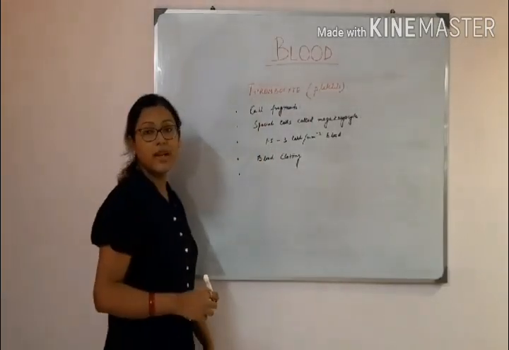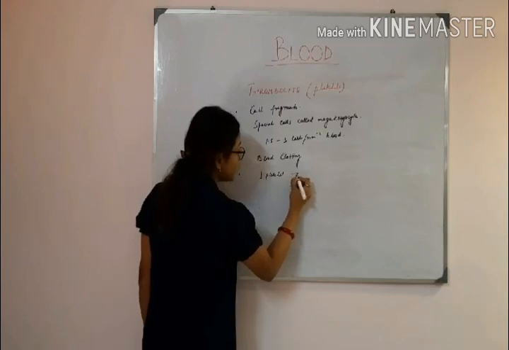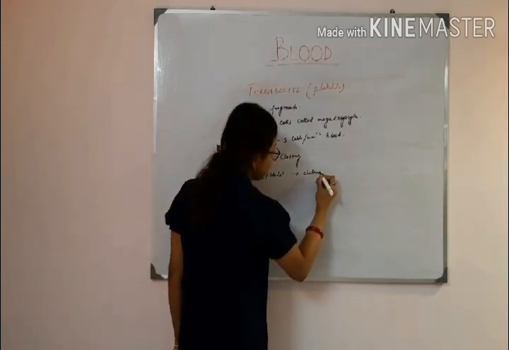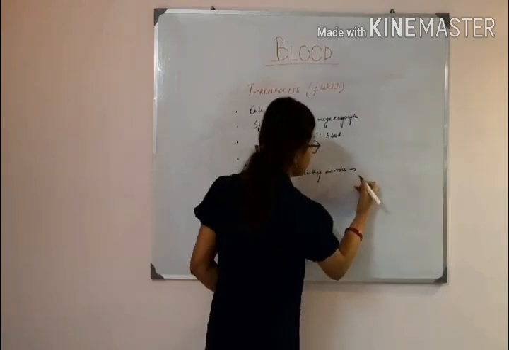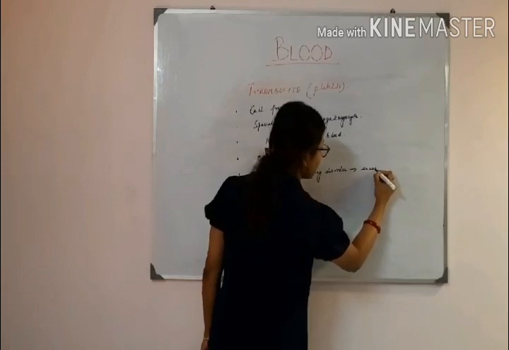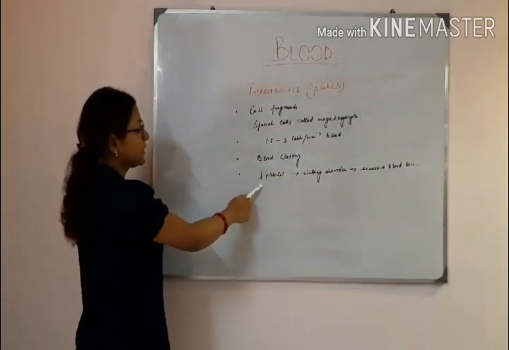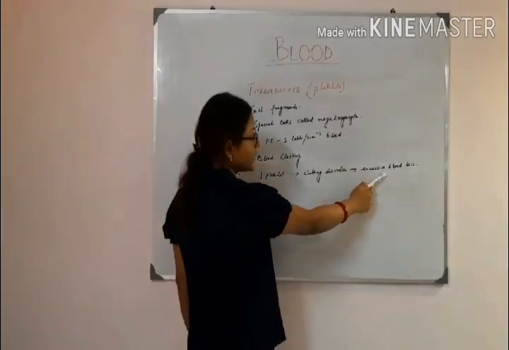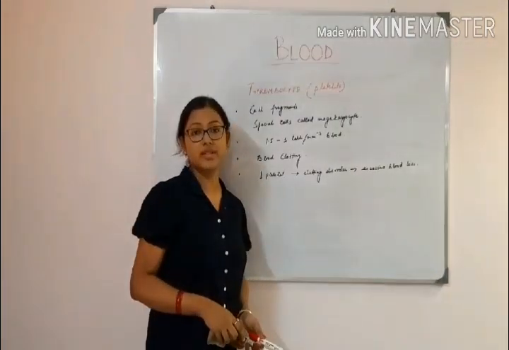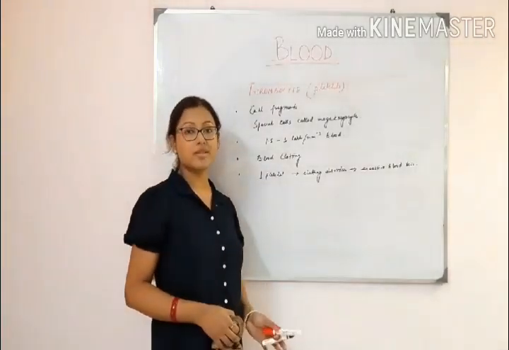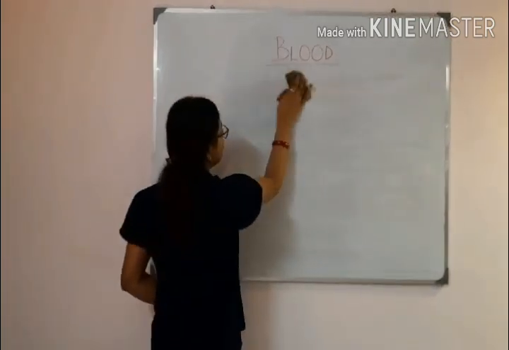If thrombocytes or platelets in blood decrease, then it will cause clotting disorder, and this will lead to excessive blood loss from the body. So we have completed the formed elements and plasma. Now we will see some of the disorders caused due to the increase and decrease of the cells or formed elements.